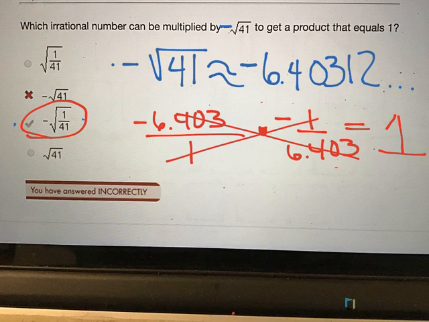And then we talked about which irrational number can be multiplied by negative square root of 41 to get a product that equals 1. And we talked about multiplying it by its reciprocal, which if you multiply a number by its reciprocal, it will equal 1.